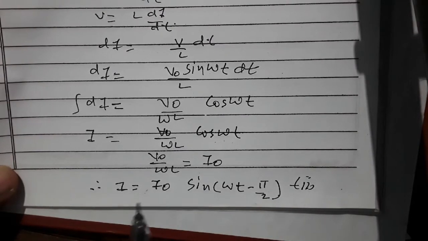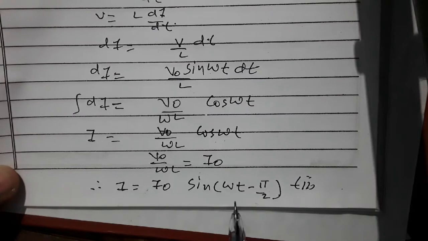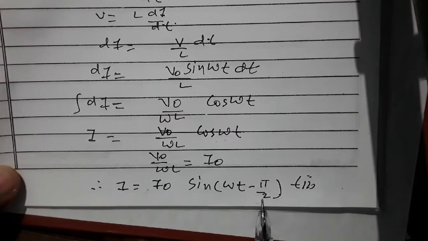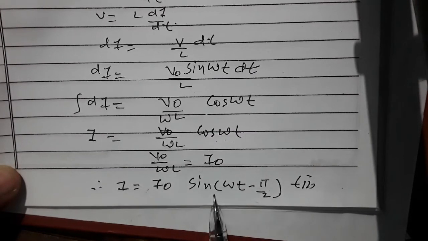From equation first and second we can say the phase difference between the current and voltage is minus pi by 2 here. If it is minus pi by 2, then it shows that current lags behind the voltage by pi by 2.